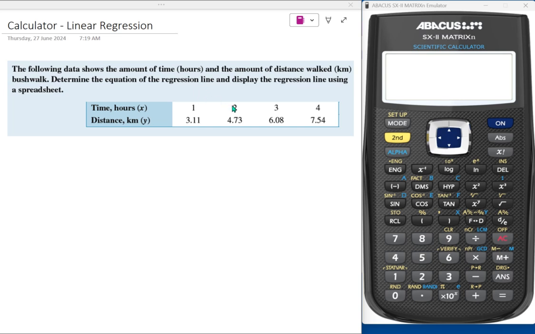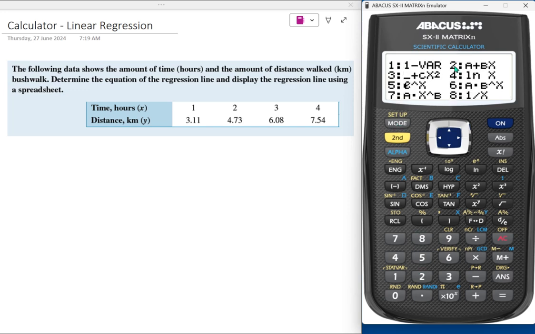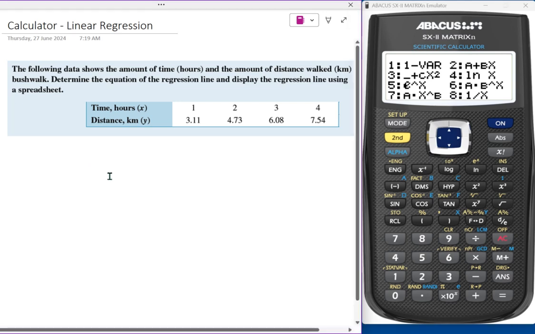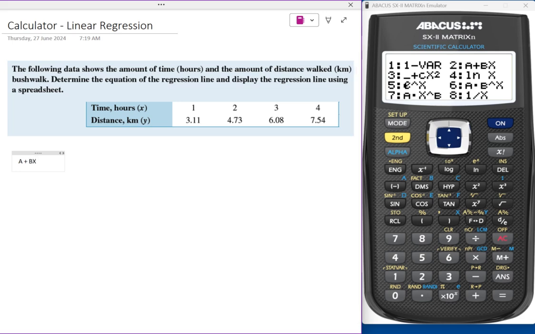Remember, regression is the line of best fit. So if these are coordinates here, there's going to be some line that best fits this data. We're going to be finding the equation of that. So on your calculator, turn it on, go up here, mode, number 2 for stat mode, and this time we want a plus bx. And I'm just going to come over here and write something down. So we want the one that says a plus bx, and this is number 2.